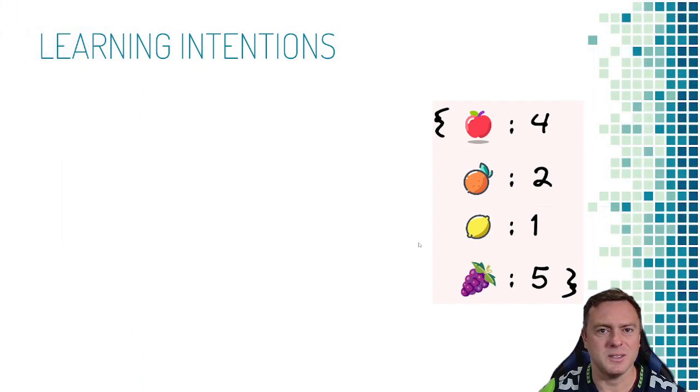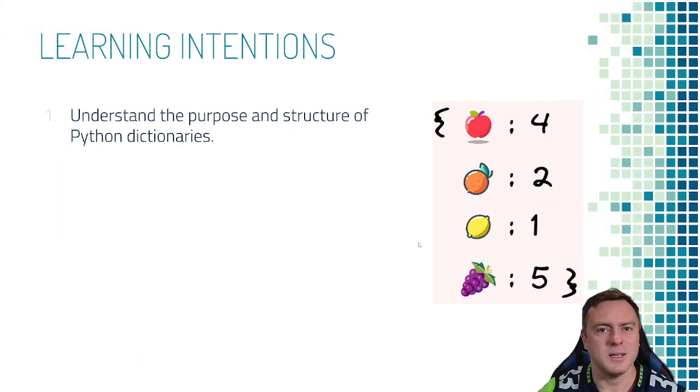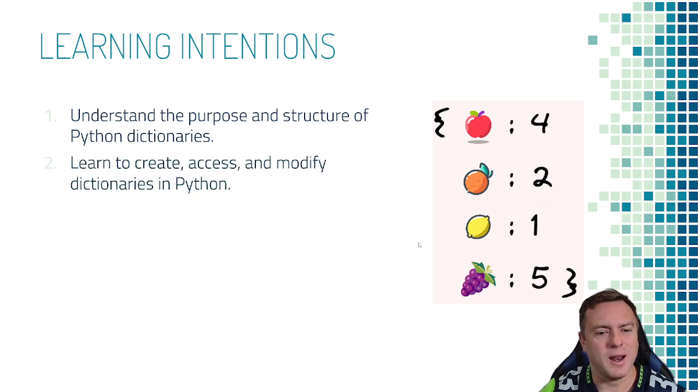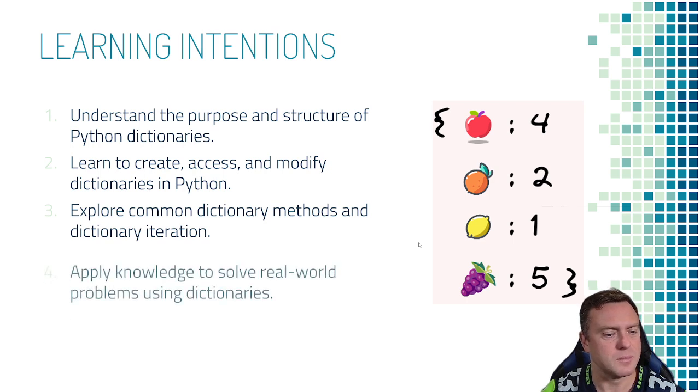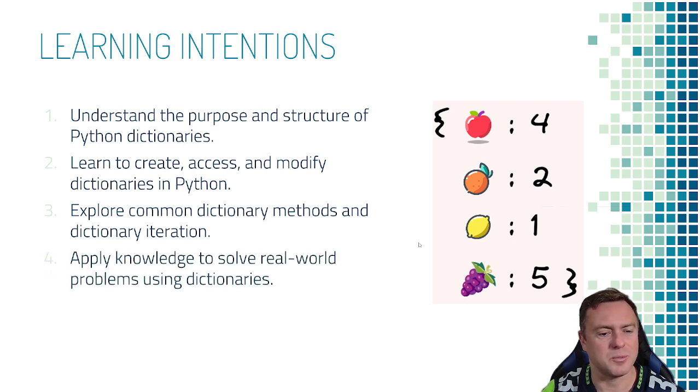So to unpackage this a little bit further, we're going to understand the purpose and the structure of these Python dictionaries. We're then going to learn how to create, access, and modify a dictionary in Python. We're then going to explore common dictionary methods and dictionary iterations, so you can go through these dictionaries and do some cool stuff, and then apply that knowledge to solve real world problems. Dictionaries are really important, particularly for fields like AI or machine learning. And yeah, let's have a look.